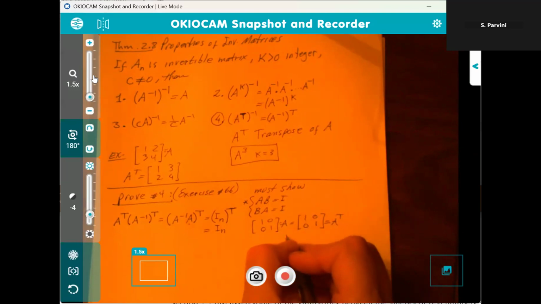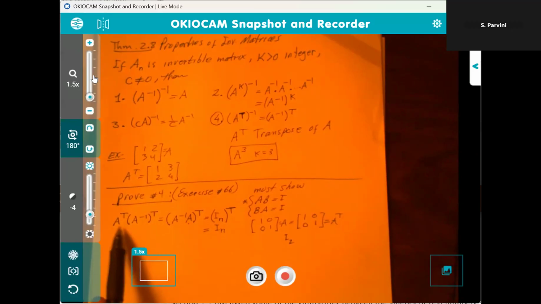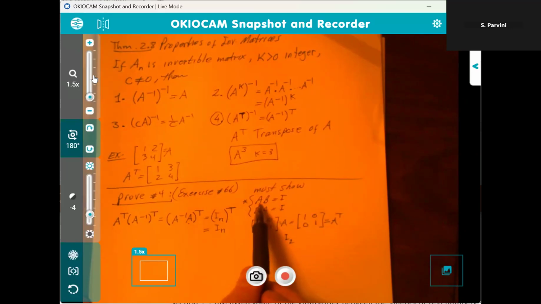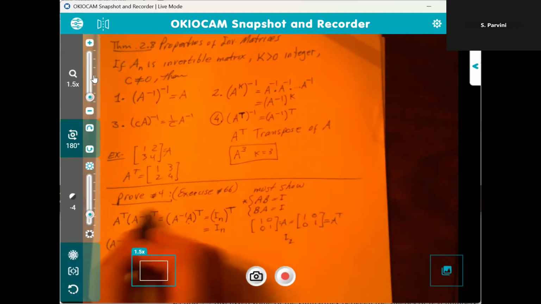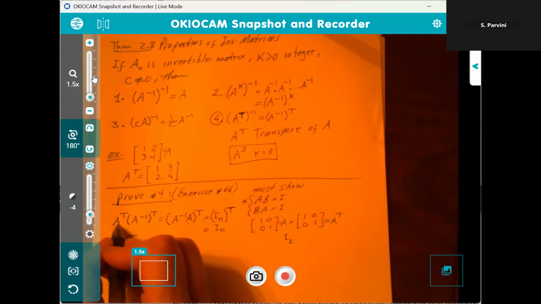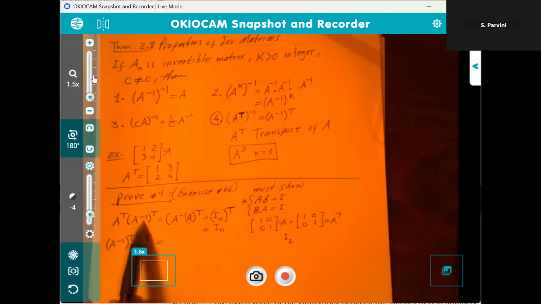Either way, they're both identity. So we just showed the product of A inverse transpose and A transpose, which is AB equal to I. Now, let's show the other way, B times A. At this time, we want to show that A inverse transpose, this is like B now, the second matrix, times the first matrix. If these two matrices multiply to identity in either order, then they must be inverses of each other.